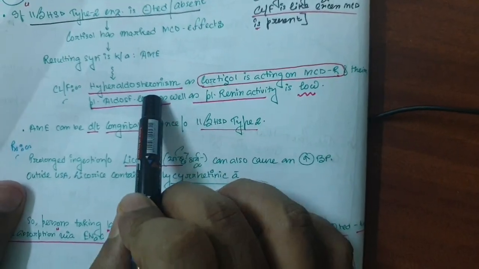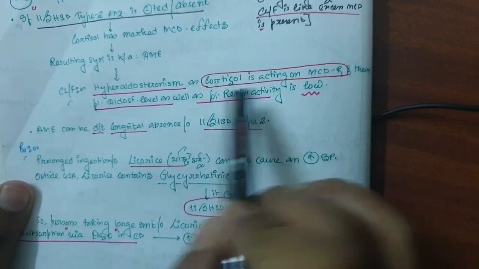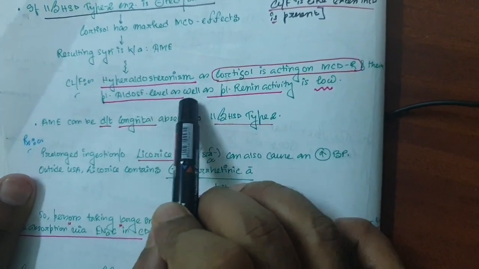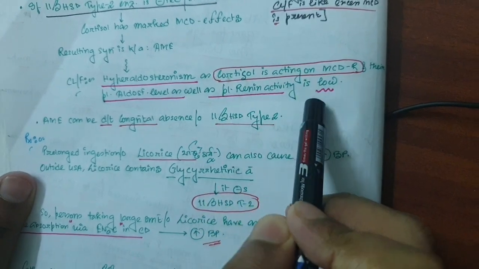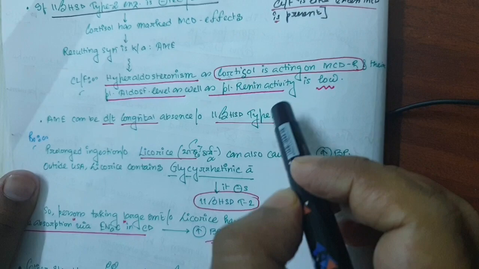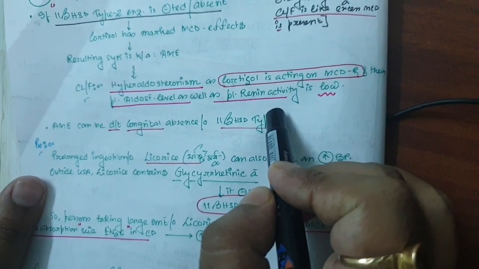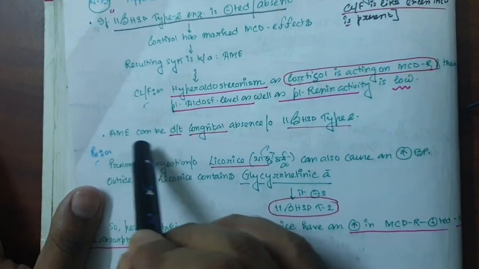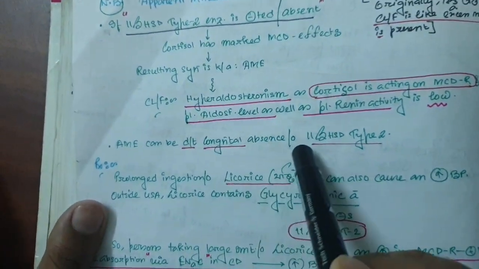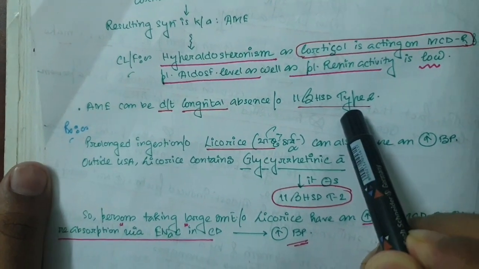So the features are like hyperaldosteronism, as cortisol is acting on the mineralocorticoid receptors, and the plasma aldosterone level as well as the plasma renin activity is low. Because there is no increased production of aldosterone, there will be no increased production of renin to bring it back to the normal situation. So AME can be due to the congenital absence of the 11-beta HSD type 2 enzyme.